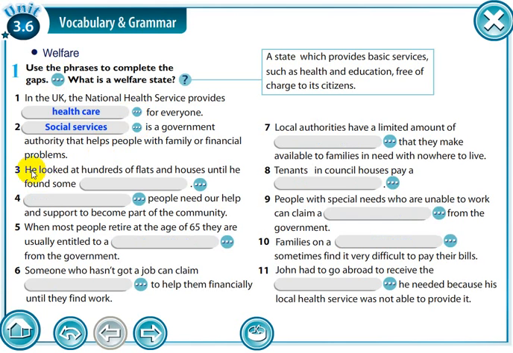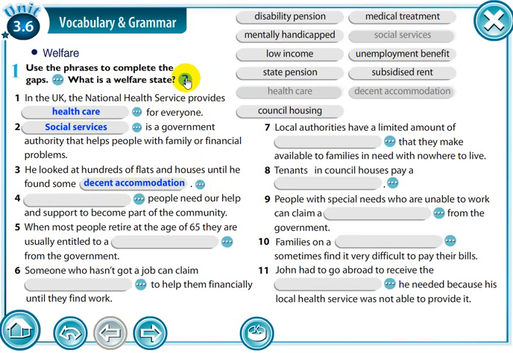Number 3, he looked at hundreds of flats and houses until he found some decent accommodation. Okay, number 4, people need our help and support to become part of the community. Which people? Mentally handicapped. Mentally handicapped are the people who are disabled only in their minds.